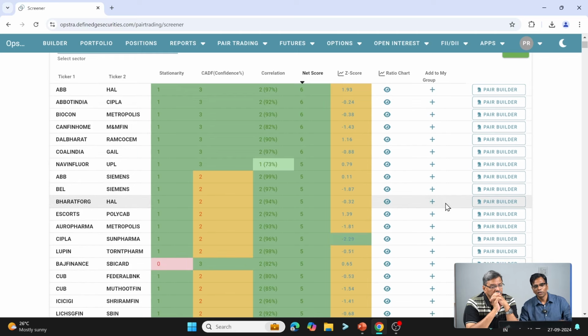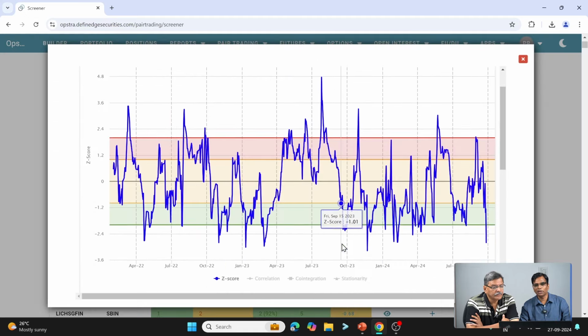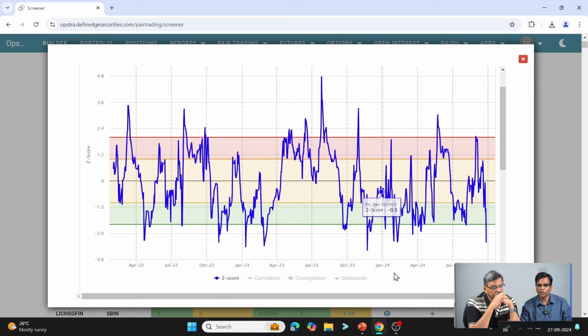So here there are many candidates, but the Z-score is not there. Here you can see Cipla and Sun Pharma is a pair that you can trade. If you click on Z-score, it opens the Z-score chart. It plots the spread's standard deviation, just like an oscillator, two standard deviations away, down and up.